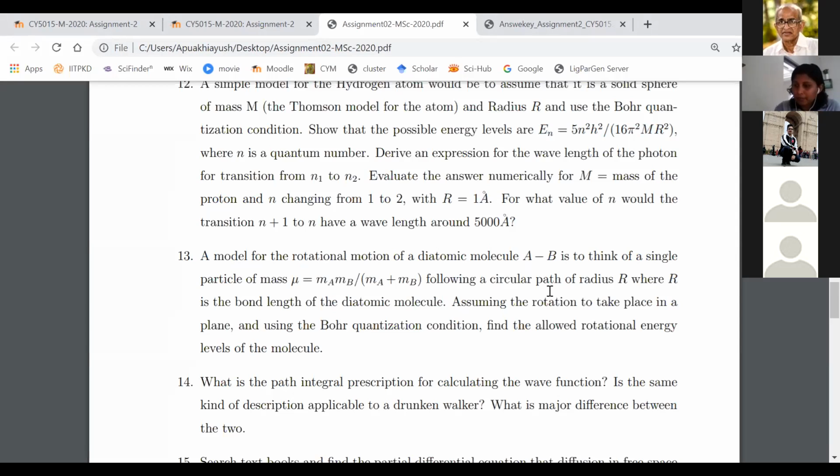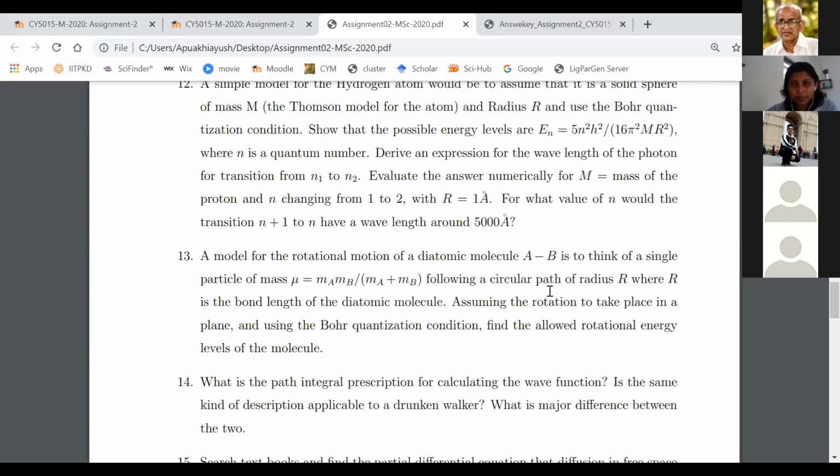For example, in the other question that I discussed just now, I had given the moment of inertia for the sphere, and then we could complete the calculation. Similarly, in question number 13, you have to know the moment of inertia of the rotational motion. That is actually given in the question itself: assuming the rotation to take place in a plane, and using the Bohr quantization condition, find the allowed energy levels.